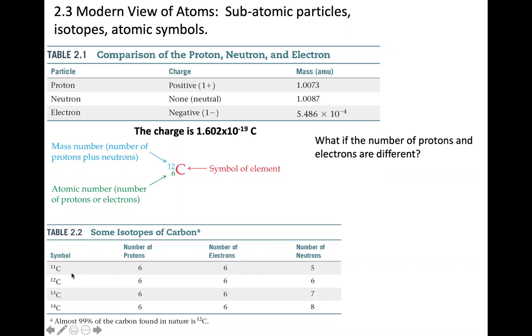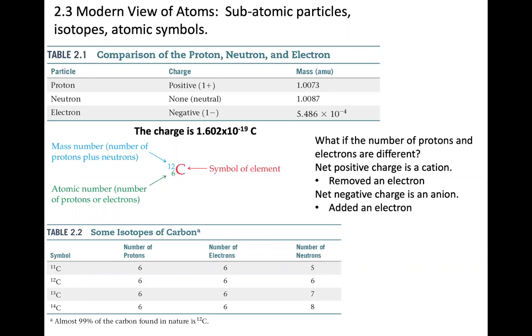Now, what if we varied the number of the protons and the electrons? What if those are somehow different? That was the idea that we'd have an overall charge then. If the overall charge is positive, that's called a cation. And we would get to that by removing an electron. The net charge will be negative if we add an electron, and that's called an anion. Those symbols right there show up as a superscript.